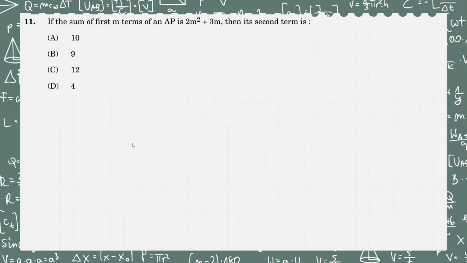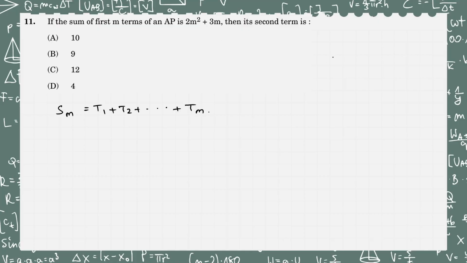Let's move on to the next sum. If the sum of first m terms of an AP is 2m square plus 3m, then its second term is, so let's think about this. Sum of first m terms means Sm, right? Usually sum to m terms is represented by Sm, that is term 1 plus term 2 plus etc. plus term m will be called as Sm, right? So we need to find the second term of the AP given.